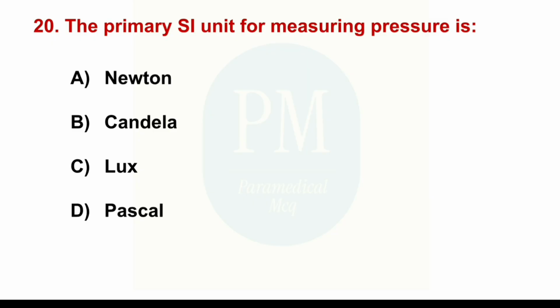The primary SI unit for measuring pressure is: option A, Newton, option B, candela, option C, lux, option D, Pascal. The correct option is option D, Pascal.